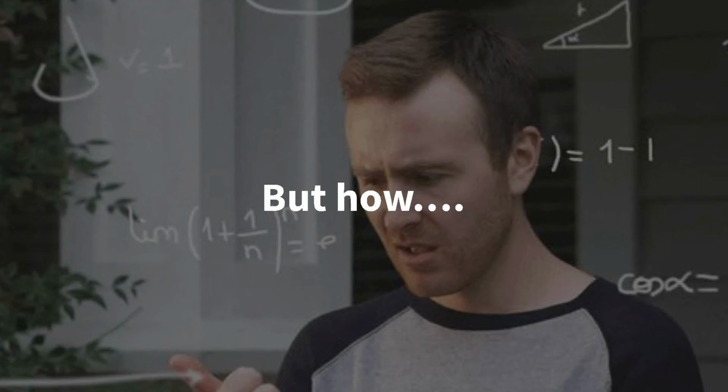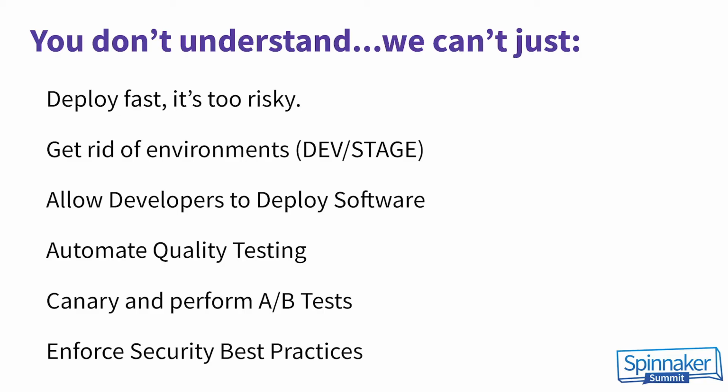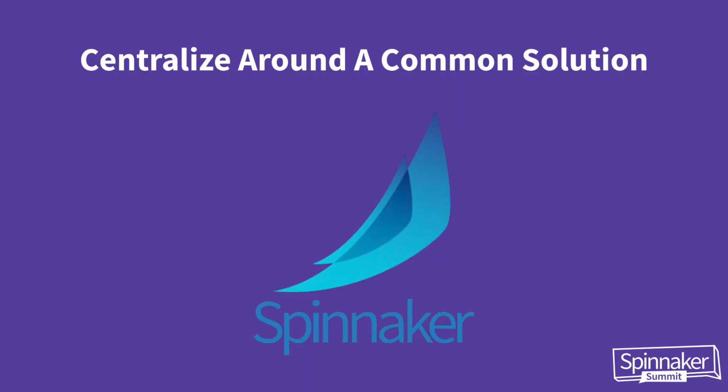Now, this is like where everyone's like, yes, I've heard this a million times. But how? How can we actually use Spinnaker to do all this stuff? So you don't understand, Joel. You don't understand. We can't just deploy fast. It's just too risky. It's not, no way. We can't just get rid of dev and stage. That's insane. Developers deploying software? Are you nuts? No way. They can't. They're not experts. They don't know how to do this. We can't automate quality testing, and ultimately, we can't enforce security best practices and do canaries. All right, I lost you. This is impossible. Well, it is, but you have to centralize. I argue that if you centralize the common solution, in this case, Spinnaker, it is possible.